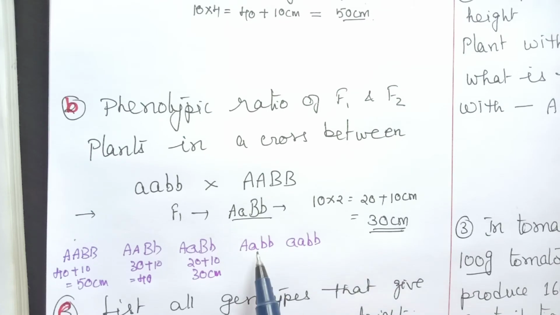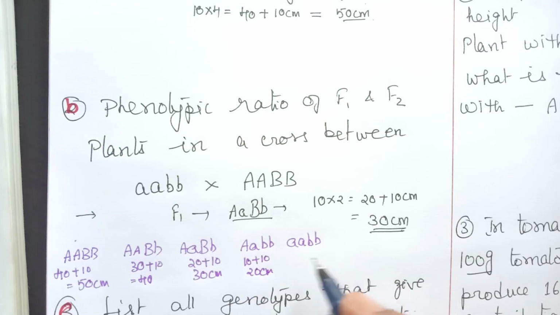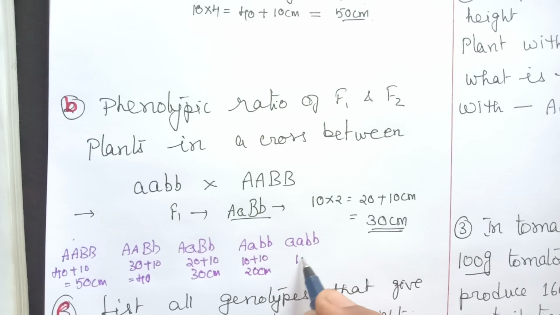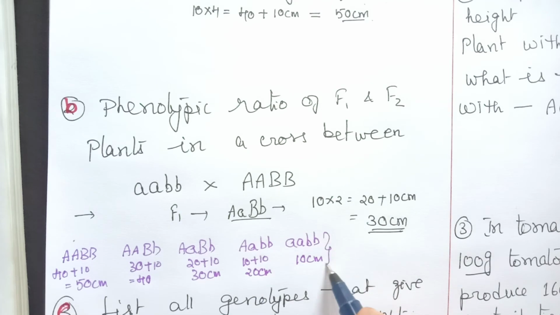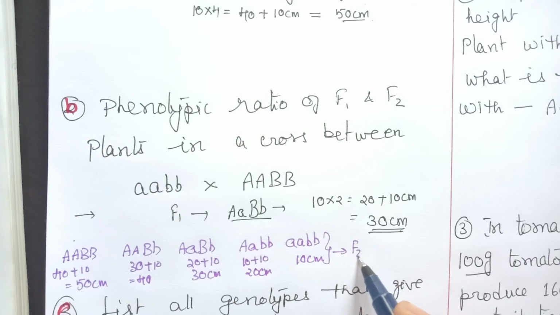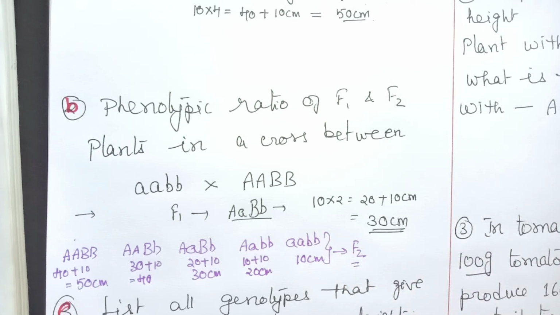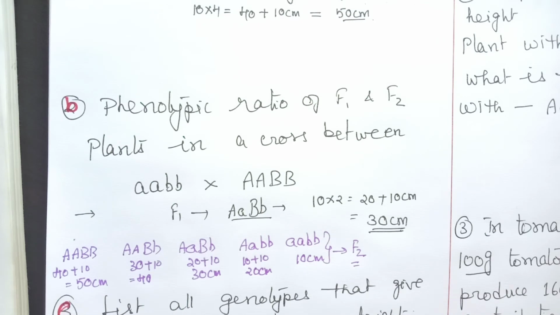And here only 10, so plus base height. So 10 plus 10, that is, we are taking 20 centimeters. And here only base height, no dominant allele, so we will take it as 10 centimeters. So this is how we can calculate in F2. So all this will be in F2 generation. This is how we can solve this question both in F1 and F2 generation.